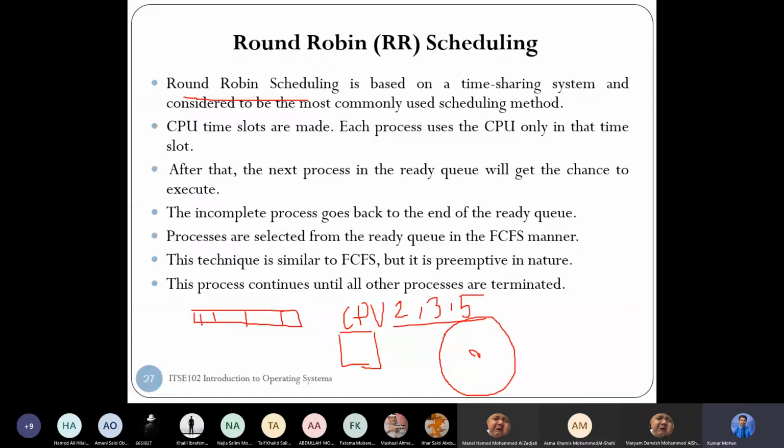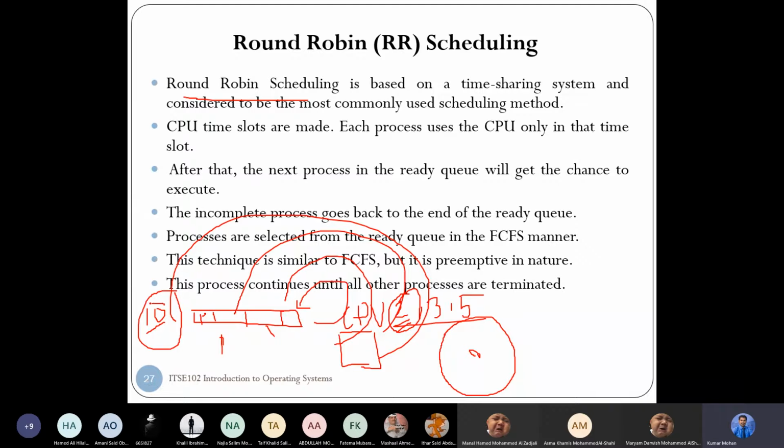For example, the P1 burst time is 10, but the CPU quantum time is 2. So what is the meaning here? That means the total burst time is 10, but it will execute only for 2 seconds. Again it will go back. Next P2, again P2 will go back. Next P3, again P3 will go back. Again P4, again P4 will go back like that.